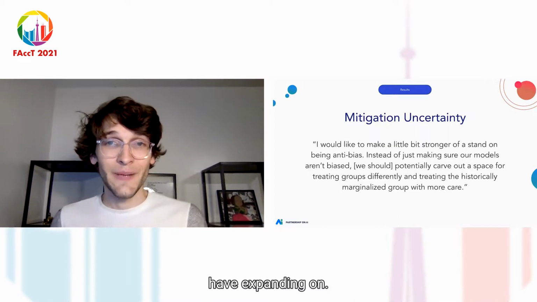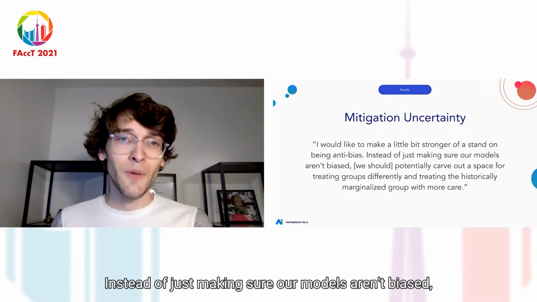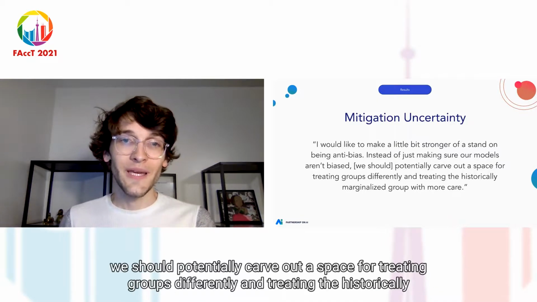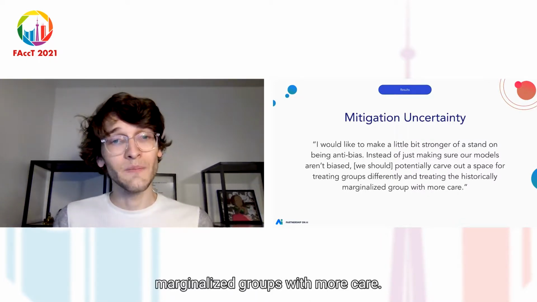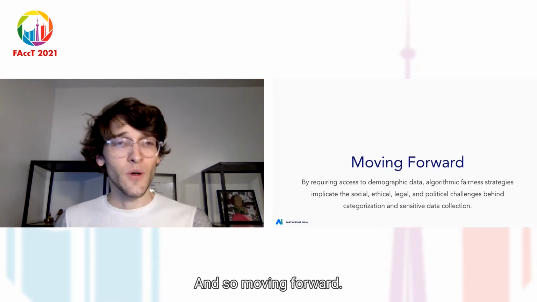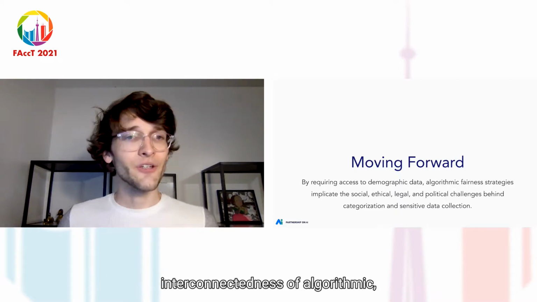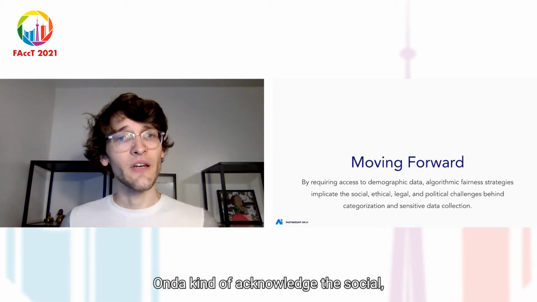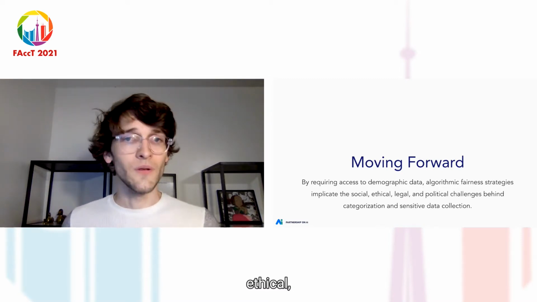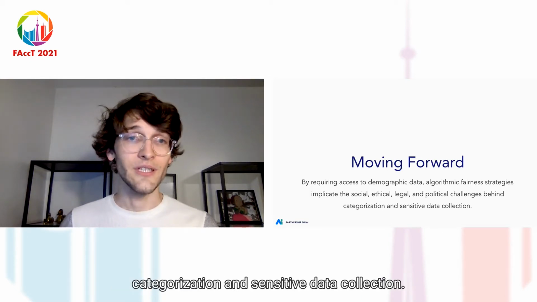Expanding on this, as one practitioner put it, I would like to make a little bit stronger of a stand on being anti-bias. Instead of just making sure our models aren't biased, we should potentially carve out a space for treating groups differently and treating the historically marginalized groups with more care. Moving forward, I think it's important that we do justice to the interconnectedness of algorithmic fairness and these data requirements, and acknowledge the social, ethical, legal, and political challenges that come along with categorization and sensitive data collection.